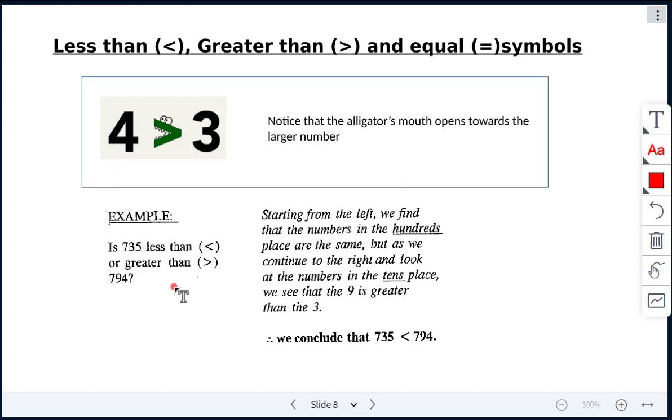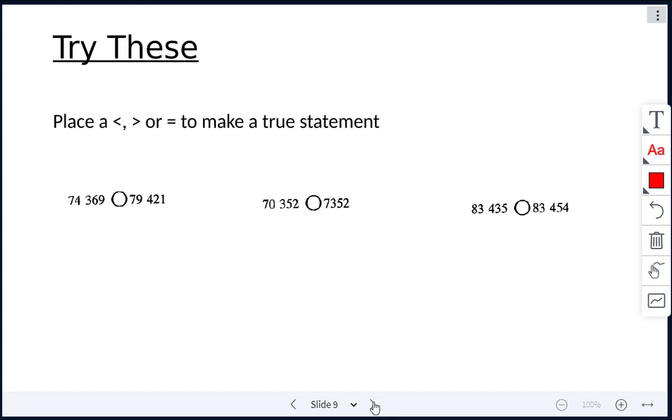All right, so here, in this example, we're looking at 735 compared to 794. So always start from the left-hand side and continue until, for example, in this example, 7 and 7 were both in the hundreds. Then we have a 3 in the tens, a 9 in the tens. So therefore, 794 is greater. Pretty simple stuff there.